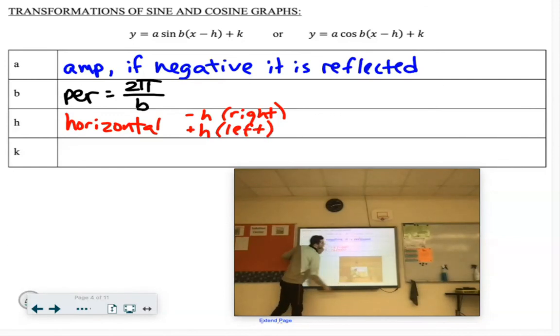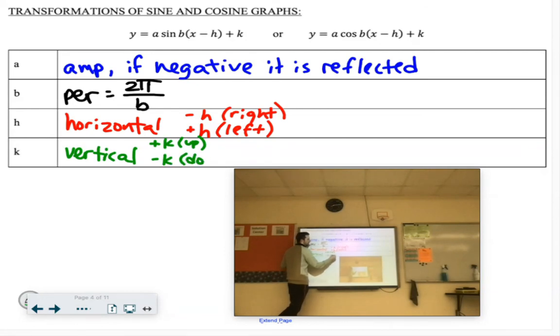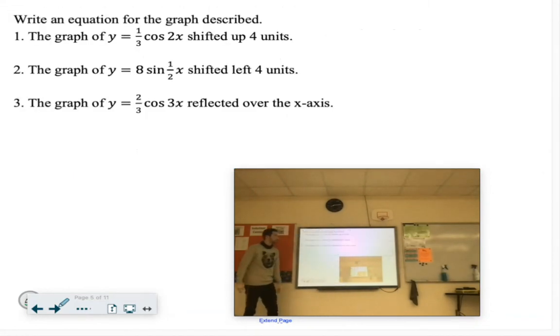And the last one, k, that's our vertical transformation or translation. And that one makes sense. If it's plus, you go up. If it's minus k, you go down. So that one's pretty easy for me to remember. I always get confused on the horizontal ones, and I have to remember it's the opposite of what I would usually think.